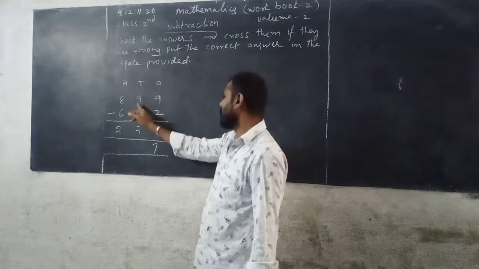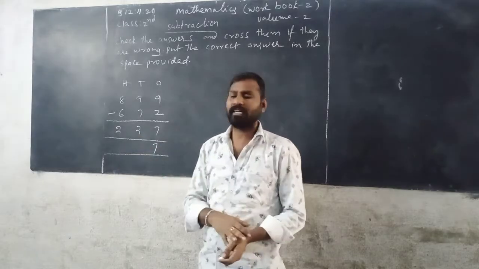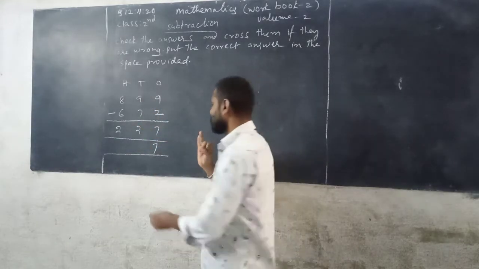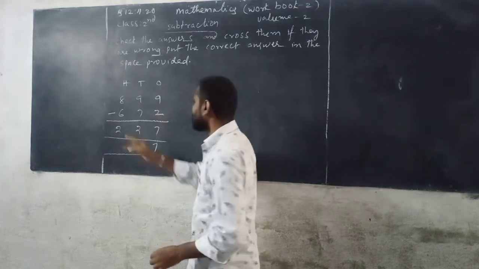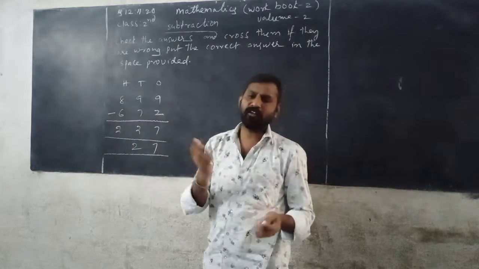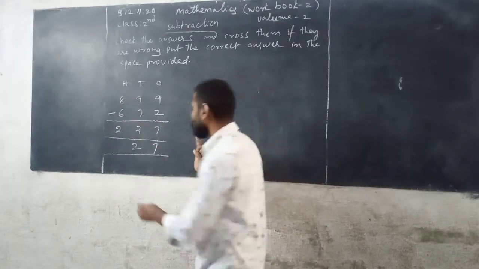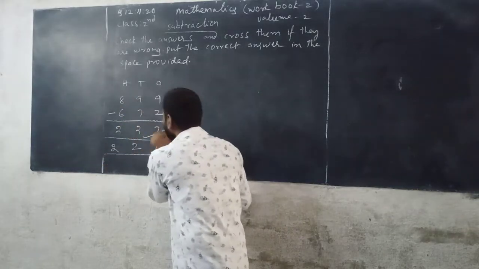Now next, 9 minus 7, 2, that is also correct. We can count 7 after 2 to reach 9: 7 after 8, 9. Now next, 8 minus 6, you can get 2. You can count 6 after 2 to reach 8: 6 after 7, 8. So the given answer is correct.